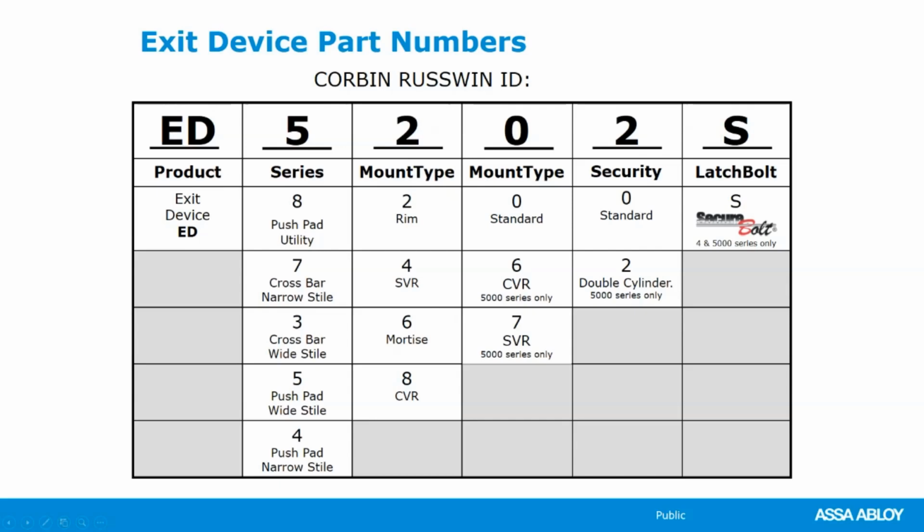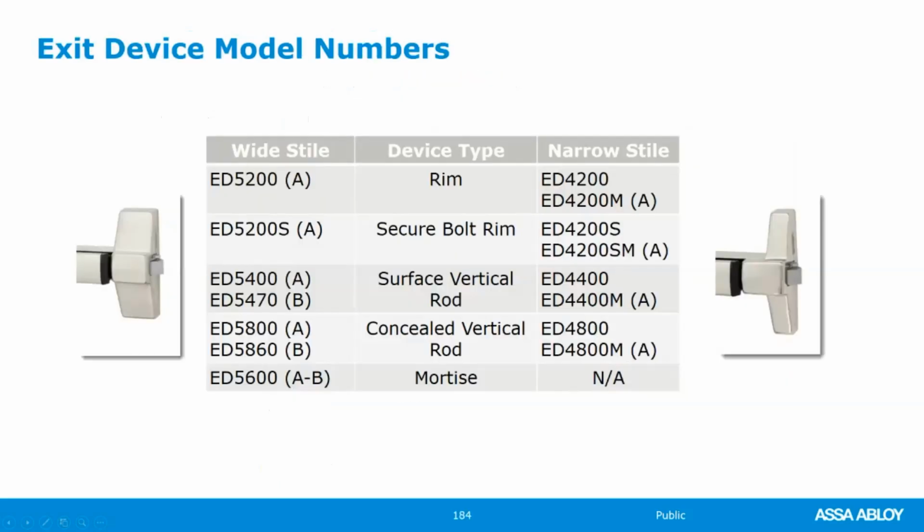Here are the actual model numbers for the ED5000 and ED4000. Our rim, again, is an ED5200. The A option is for fire rating. That can be used on up to a 3-hour door. On our 4000 series, our narrow style is our ED4200. We have the ED4200M, which is available in an A fire rating as well. Again, that is a wide style device with a narrow style head cover to match. Our ED5200S is our secure bolt.